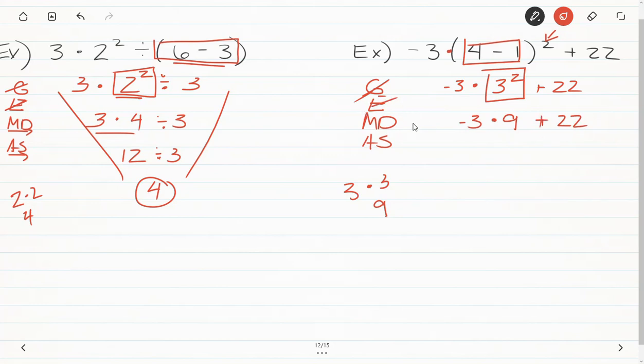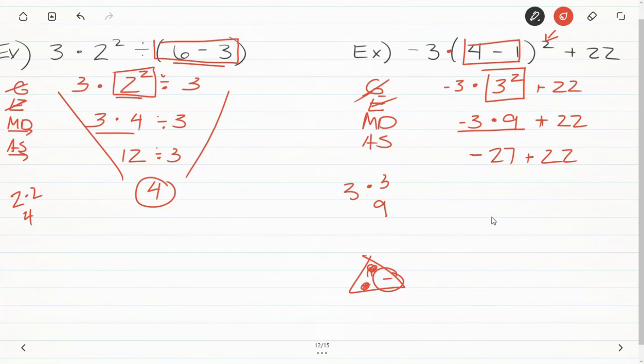Done with exponents. Do I have any multiplication or division to solve? I do. I have this -3 times 9. Use the triangle for this one. 3 times 9 is 27. A positive times a negative gives me a -27 plus 22.